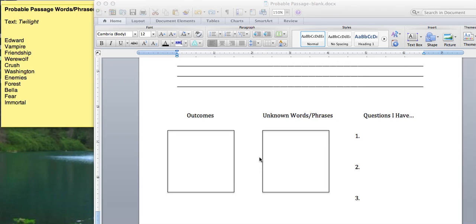But ultimately they have to choose. They can't put it in more than one place. You could allow that. It's up to you. But unknown words and phrases, I say, if you have any inclination of what it might mean, I want you to place it in one of the other boxes.